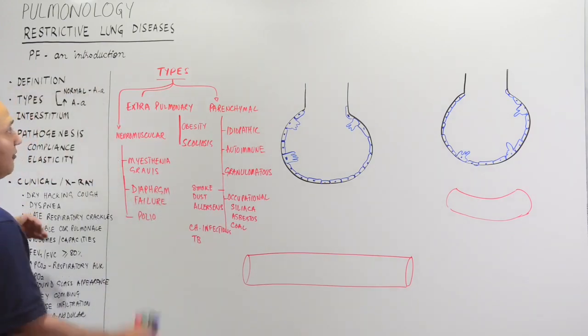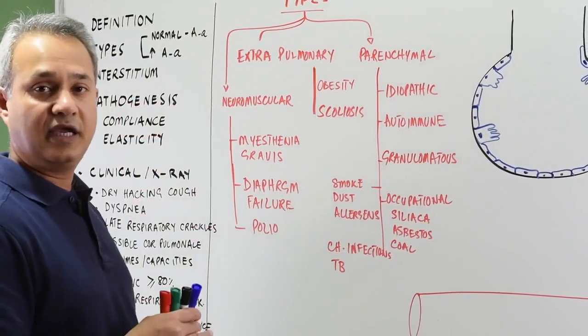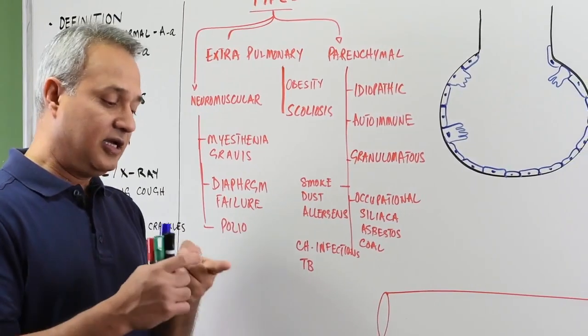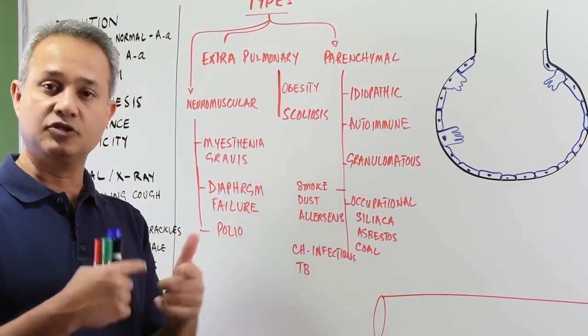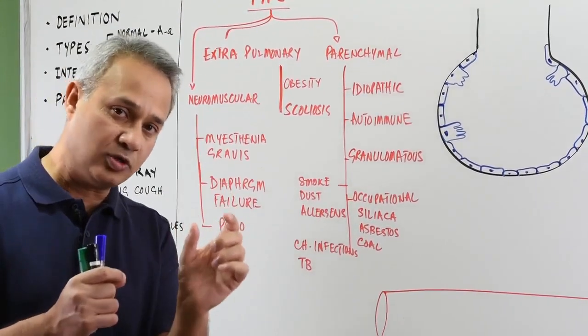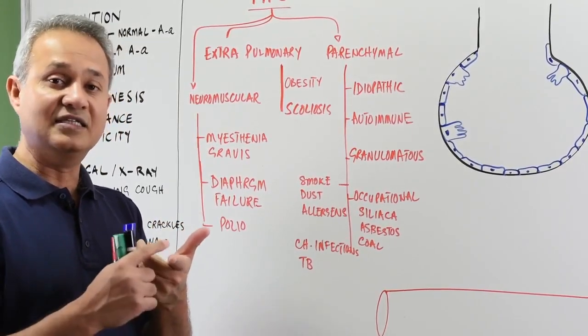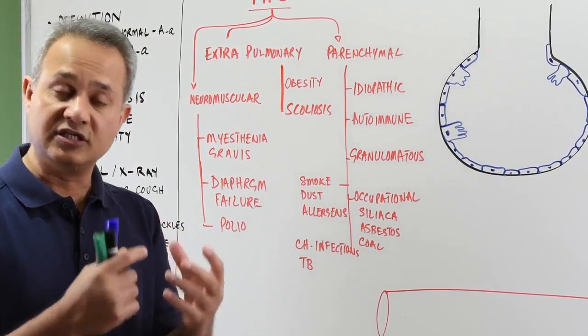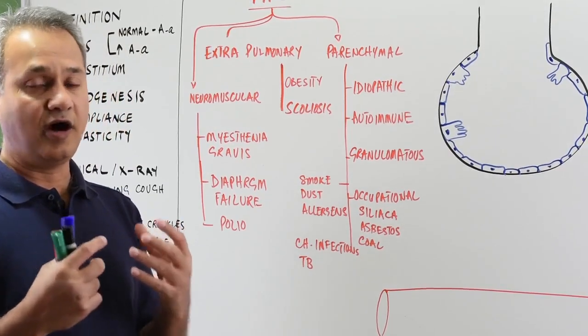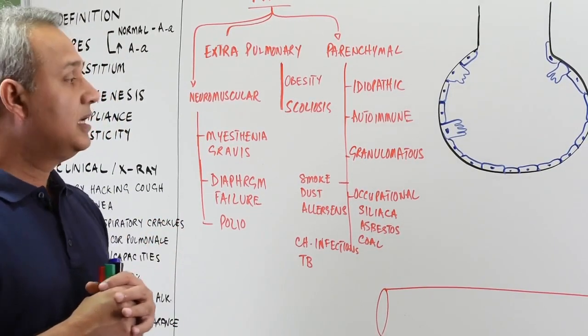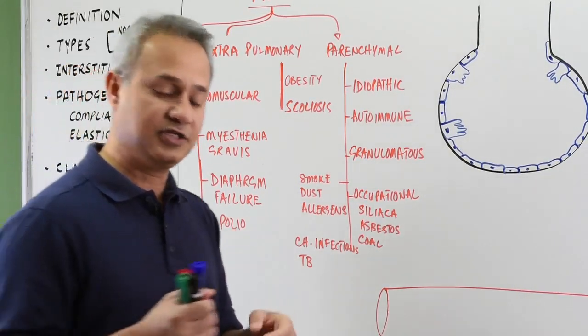The definition of the parenchymal interstitial disease is usually chronic, sometimes it resolves. So that is why we say the word usually. Usually chronic progressive disease of the fibrosing disease of the interstitium of the lungs. Now, what is the interstitium? What is the definition of the interstitium?